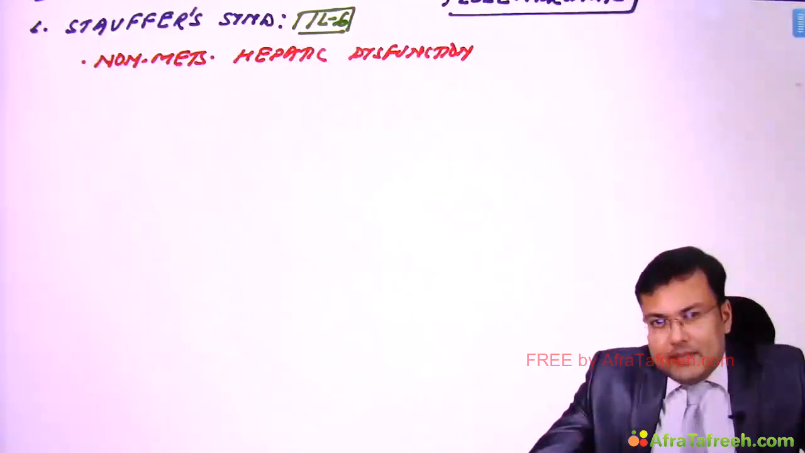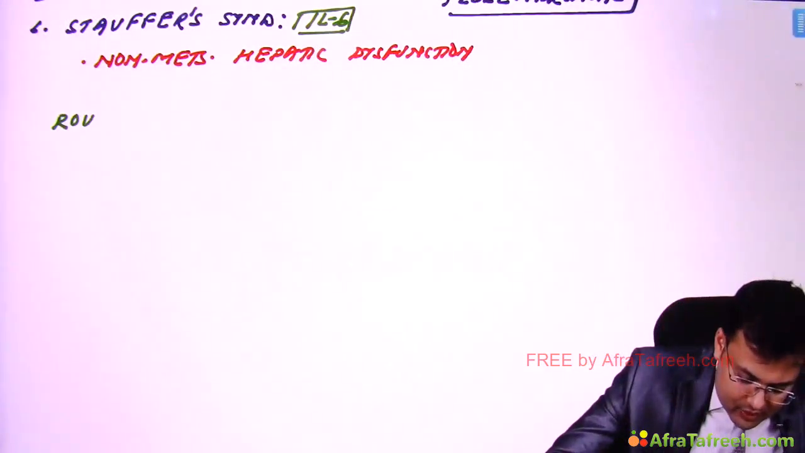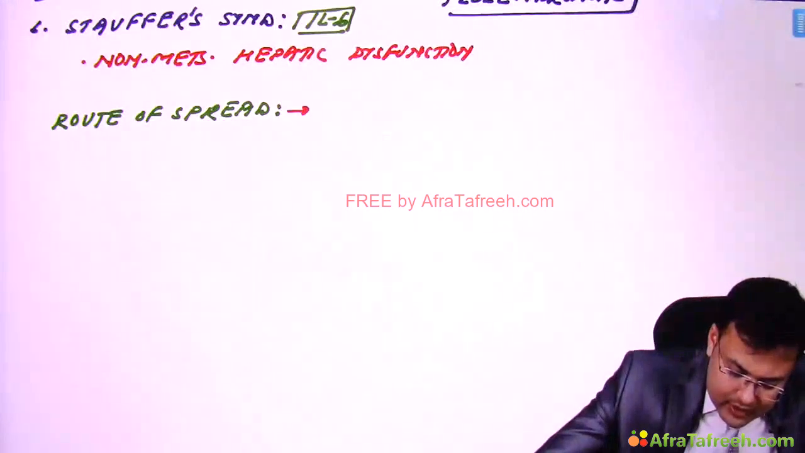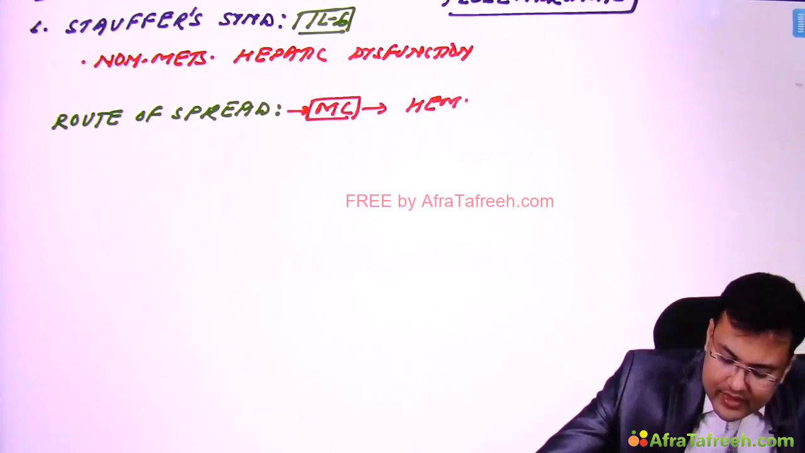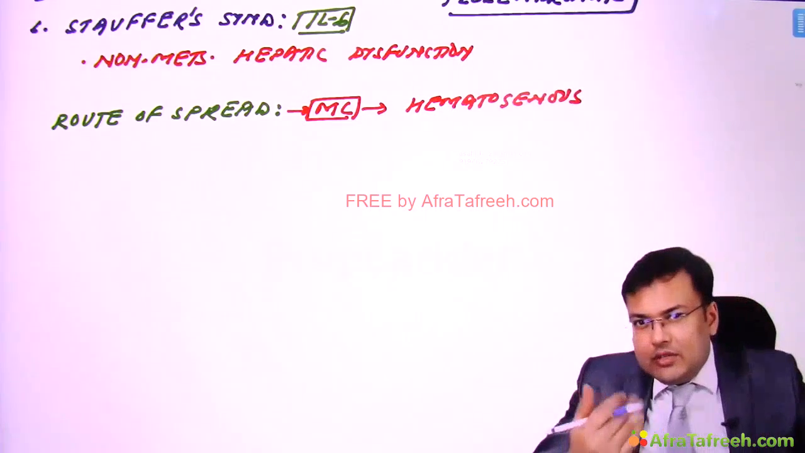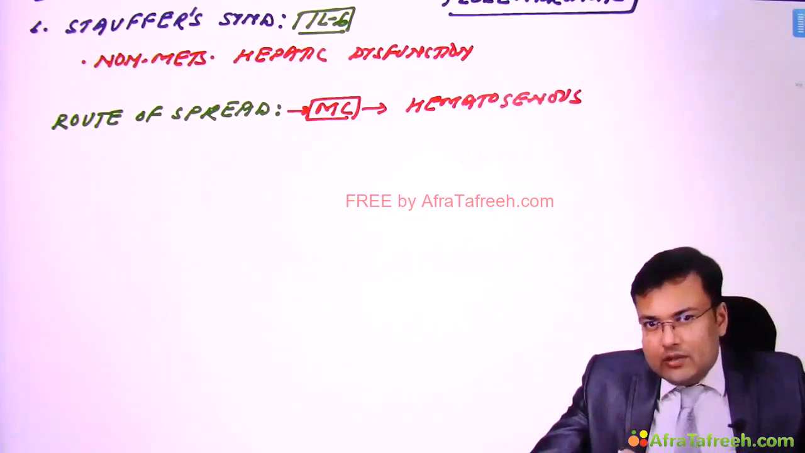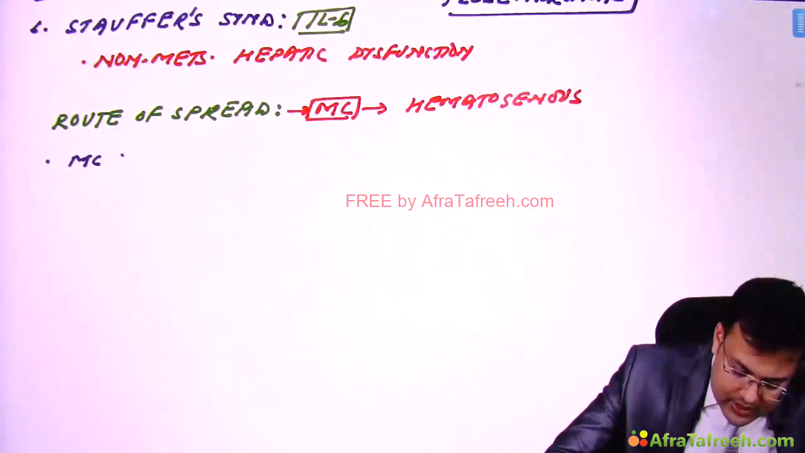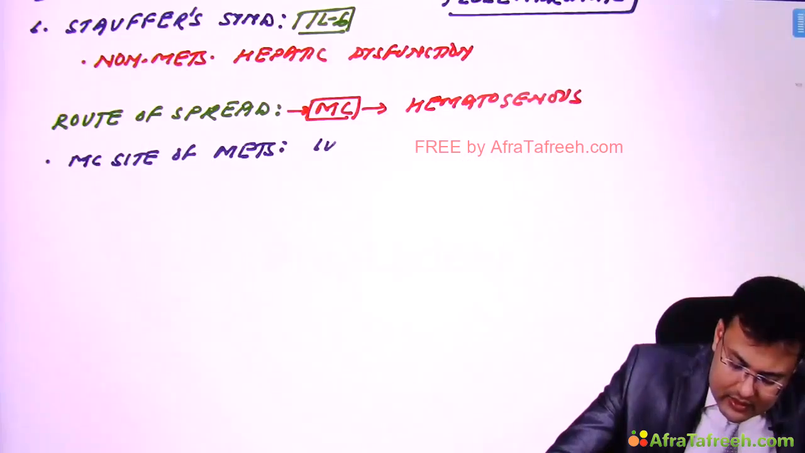Now see the route of spread and metastasis. We discussed the most common route of spread. The most common route of spread is hematogenous, clear? And why is this hematogenous spread? The tumor can reach up to the lungs. So what is the most common site of metastasis? The most common site of metastasis is lungs. In lungs, what kind of secondaries are seen?